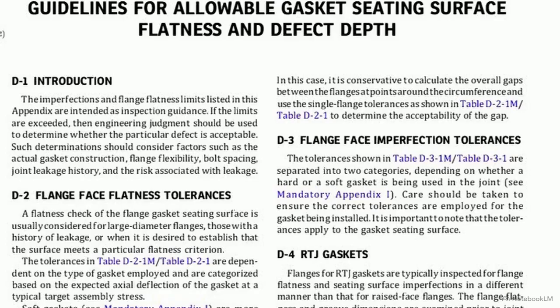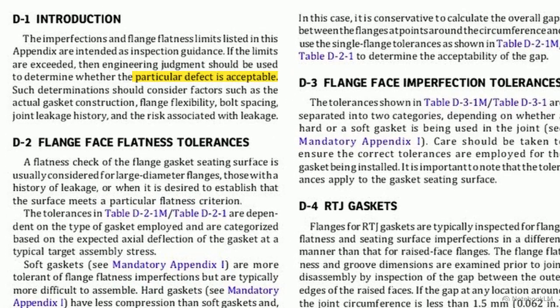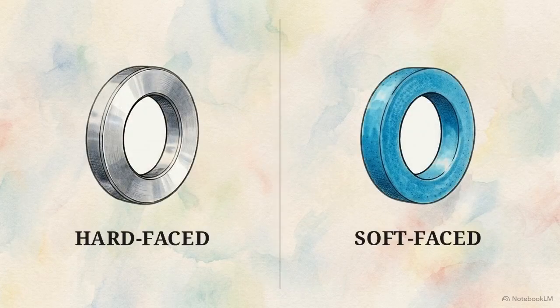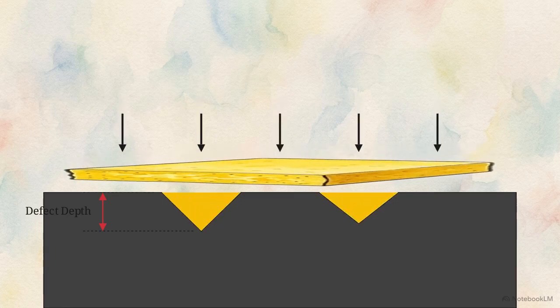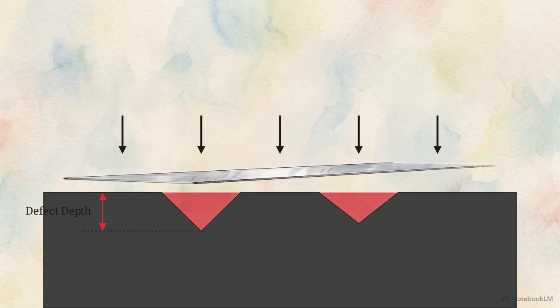This is the ASME PCC-1 standard. It provides the definitive framework for evaluating surface defects. Rather than issuing a single blanket rule for all hardware, the standard lays out a highly specific matrix of tolerances dependent on the mechanical properties of the joint. Every defect tolerance in this matrix is dictated by a single critical binary, whether the system uses a hard-faced gasket or a soft-faced gasket. Soft gaskets are highly compliant, allowing them to fill in and forgive deeper surface defects. Hard gaskets are rigid, requiring a much smoother surface to achieve a seal.